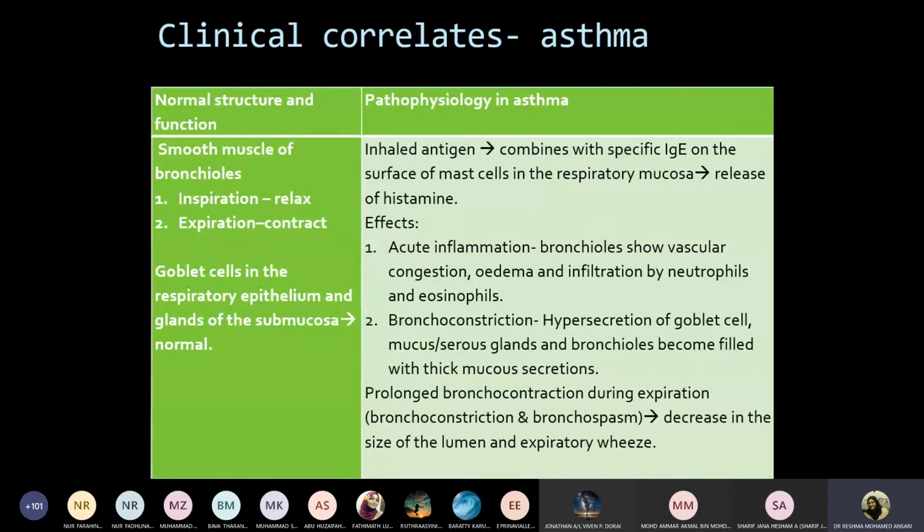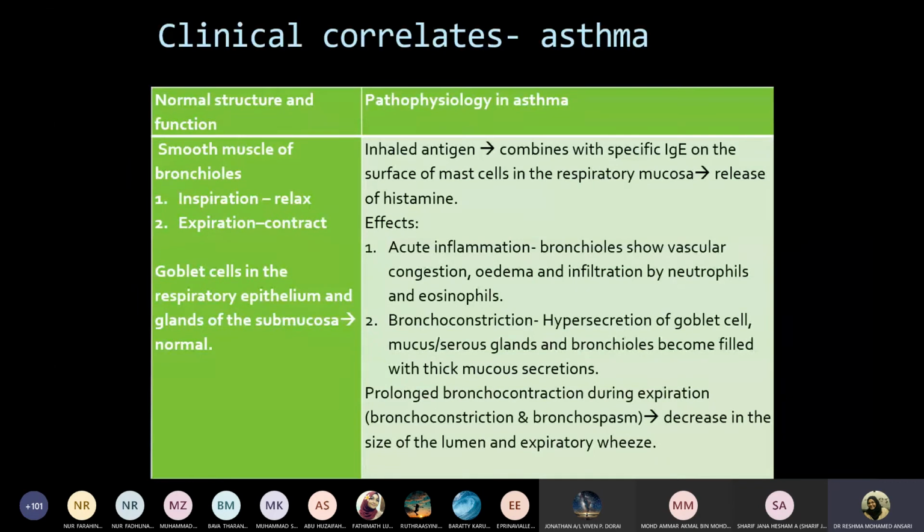Not only is there hypersecretion, there is also bronchoconstriction. So here the bronchioles become filled with secretion, plus they are all constricted. So you have to treat them for two things: treat them for the inflammation, and treat them for the bronchoconstriction. To reduce the inflammation, you have to give steroids. For bronchoconstriction, you have to give them bronchodilators.